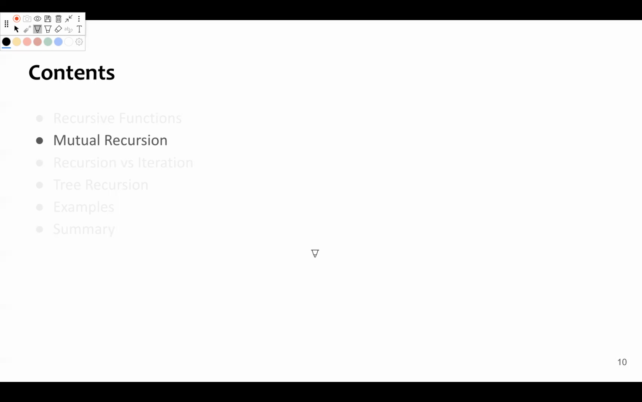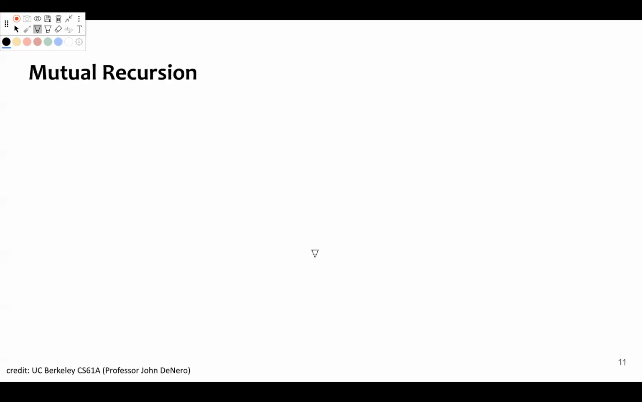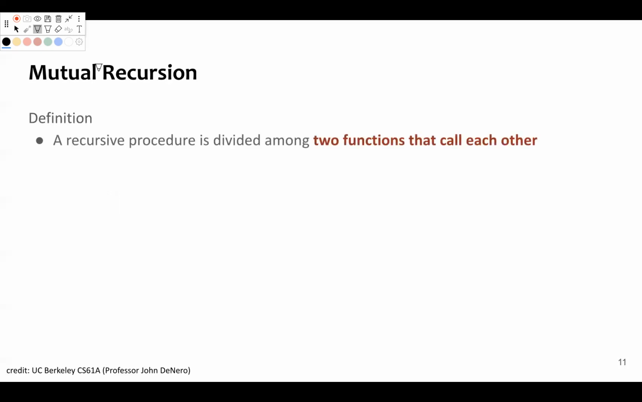All right, good. Now, from now on, let's talk about mutual recursion. Mutual recursion is, as the name suggests, a procedure that is divided among two functions, and these two functions call each other. So this is what mutual recursion is about.